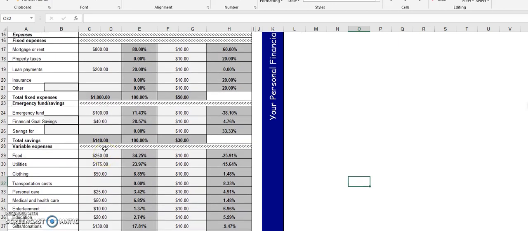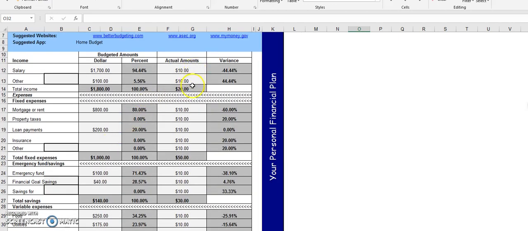And then going forward also, I can go back, say at the end of August, and I can look and see what my actual expenses were and see how they compare to my budgeted amounts, so that I may need to take a look and see if I have to make some changes to my budget.